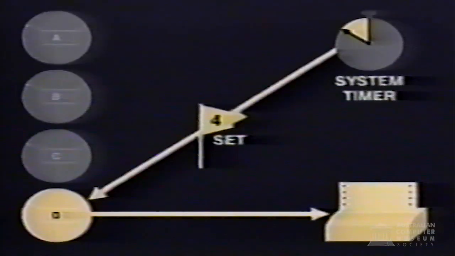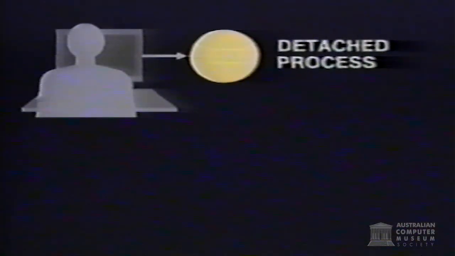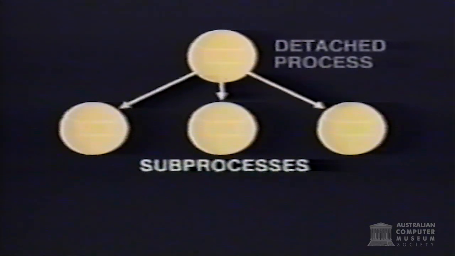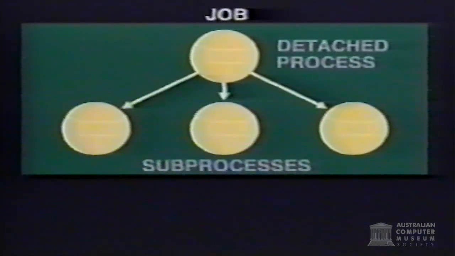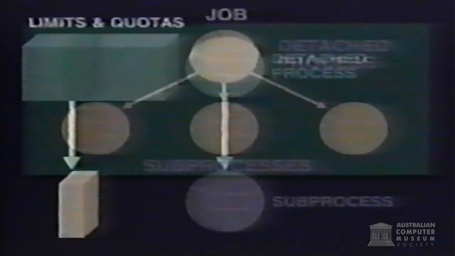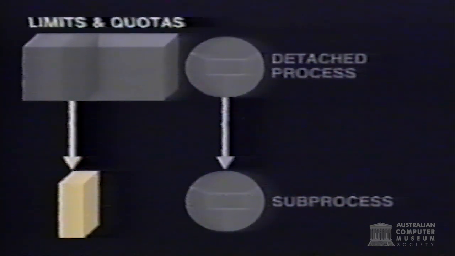Now, let's review some of the key points in this lesson. When a user logs in, a detached process is created. In turn, a detached process may create other processes called sub-processes. A job consisting of a detached process and any of its sub-processes is the basic accounting unit in VMS. A job, rather than the process, is the accounting unit because a detached process shares its resource limits and quotas with each of its sub-processes.